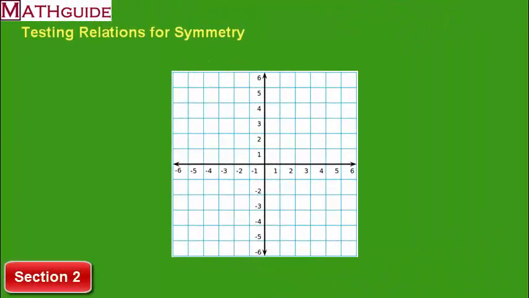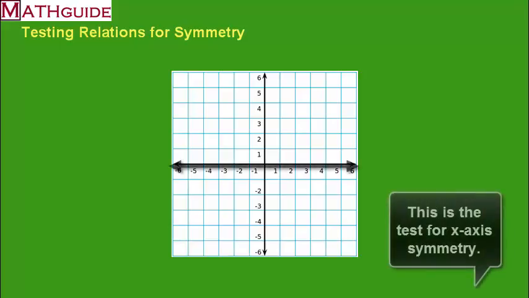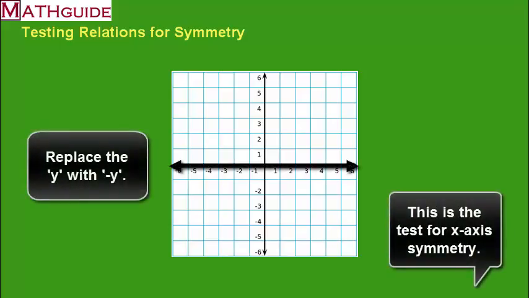Okay, section 2, what we're going to do is talk about the tests for symmetry. So there are 4 tests. Let's talk about the first test. The first test is to see if the relation has symmetry across the x-axis. To test, we want to see if the top looks exactly like the bottom. So you want to see if the positive y values look like the negative y values. So we're going to replace the y with negative y.